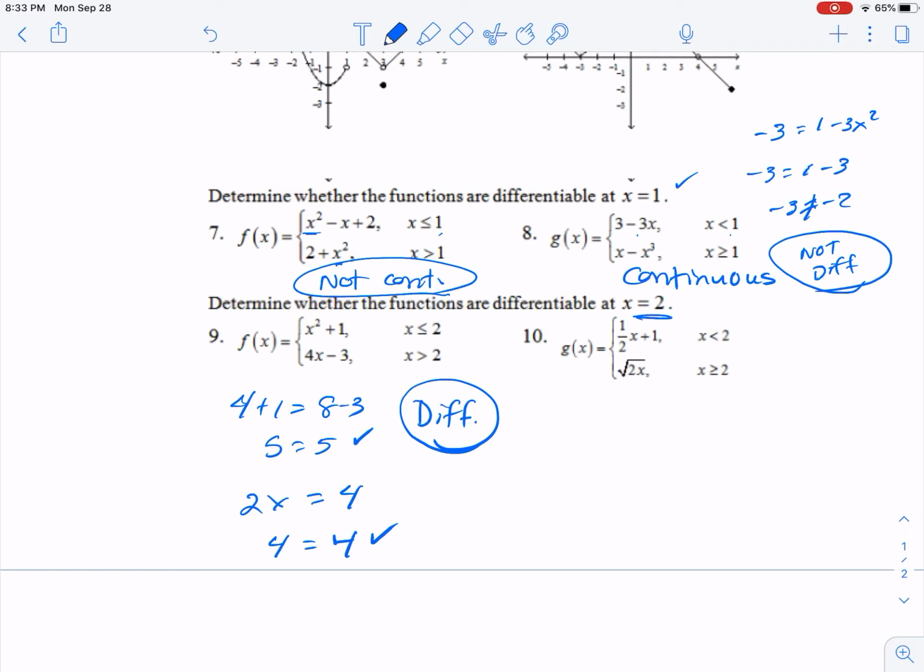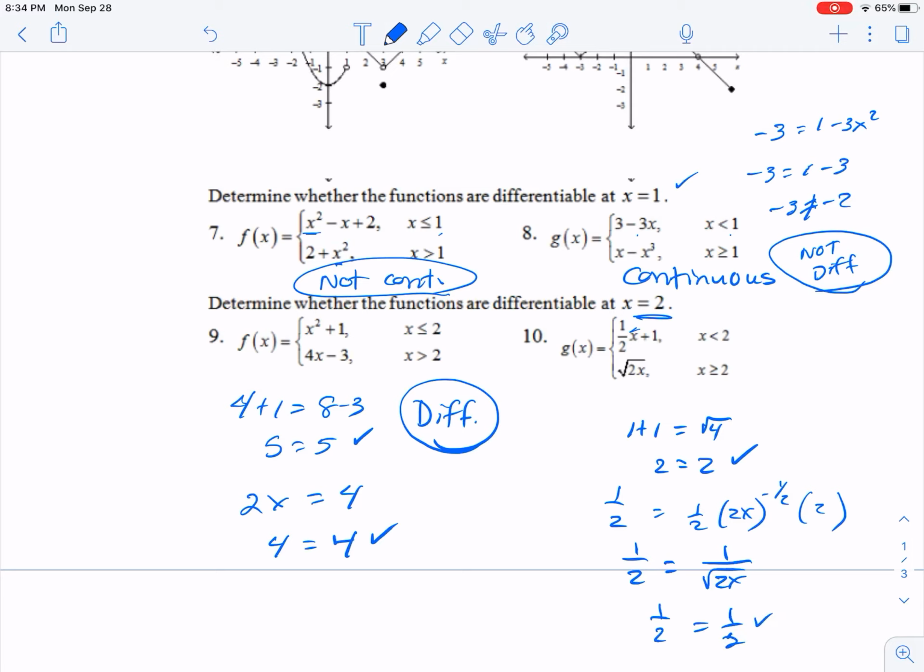Okay, plug in 2, you get 1 plus 1 equals square root of 4. So 2 equals 2. Bingo, that's nice. Derivative here is 1/2. The derivative here is 1/2. Remember, this is the chain rule. 2x to the negative 1/2 times 2. So you get 1/2 equals 1 over the square root of 2x. And you plug in 2. And that's true. So yes, it is. Don't forget the chain rule right here.